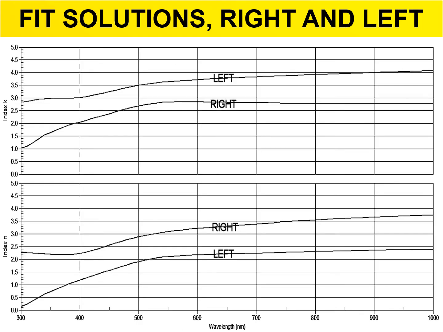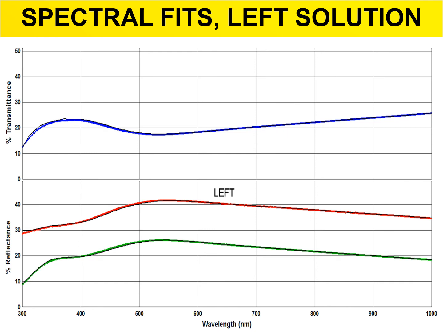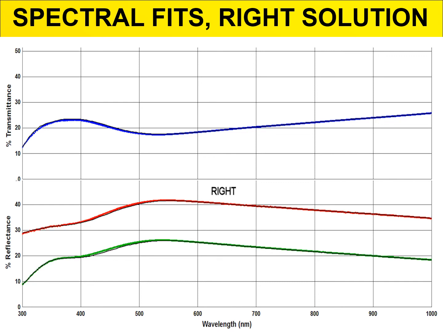But it turns out, of course, that there are 2 solutions, a right and a left, and this shows the plot of the N value for the right and the left and the K value for the right and the left. But I now have to find out which one is the realistic solution. And here's a plot of the spectral fits for the left solution, and you can see the black line is the fit curves, and the colored lines are the spectral data that I measured. So these are almost perfect fits for the left, and here's for the right, and they look the same. So we've got to figure out which one is which.